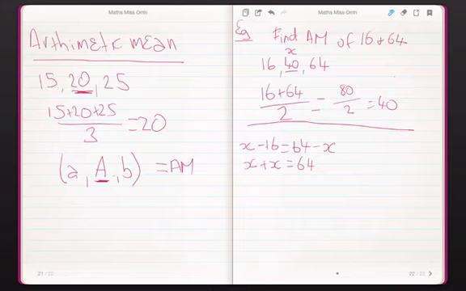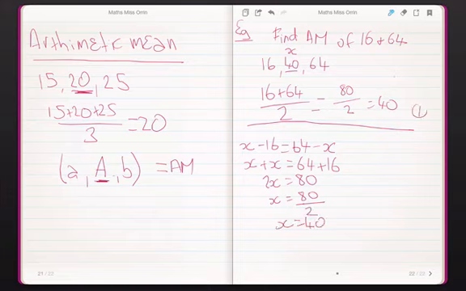And then we need to bring the 16 over here, so we'll do the opposite of what it is. We're going to move things around until we get all the x's together and all the numbers together. Okay? And then we want to get rid of the 2. It's currently times 2, so we just do the opposite, which is divide. And x is 40. So we end up with the same answer either way.